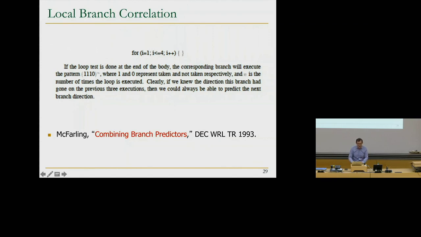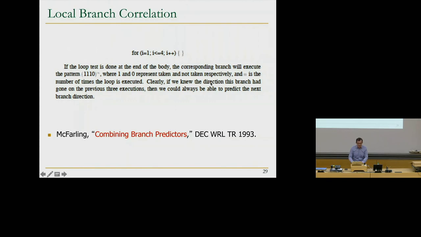And n is the number of times a loop is executed, right? Clearly, if we knew the direction of this branch, actually, I think you executed the first time, 1, 2, 3, 4. Yes, you executed 4 times. And the 4th time, the last iteration, you predicted the branch is not taken. The first 3 times the branch is taken, clearly.